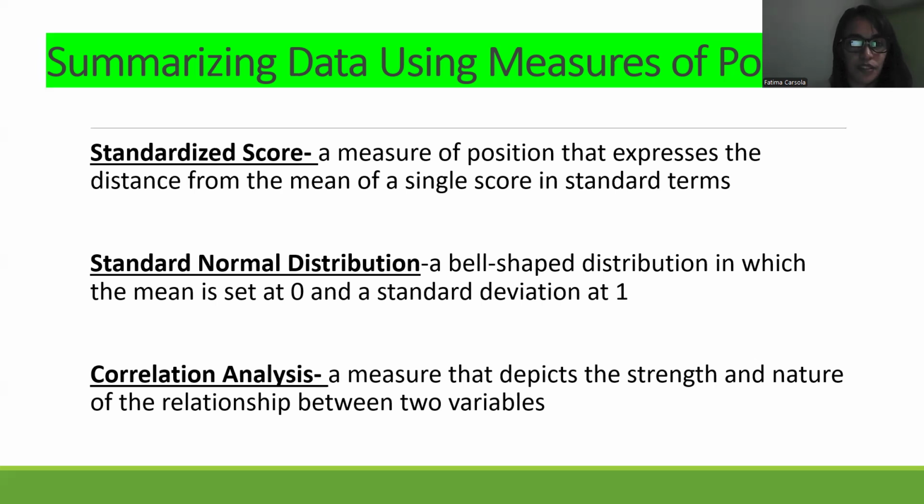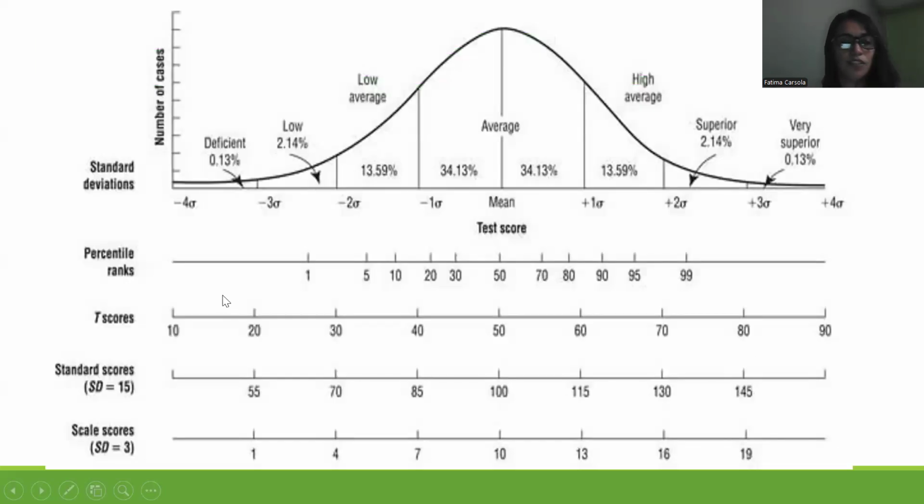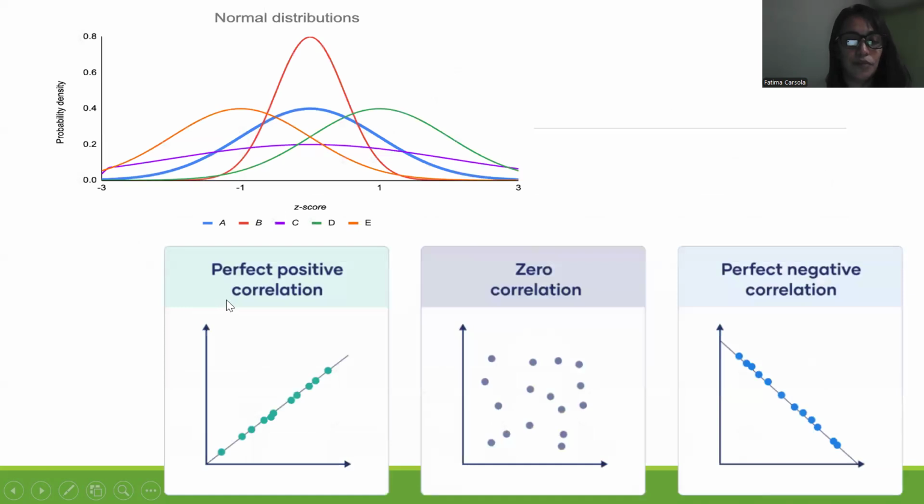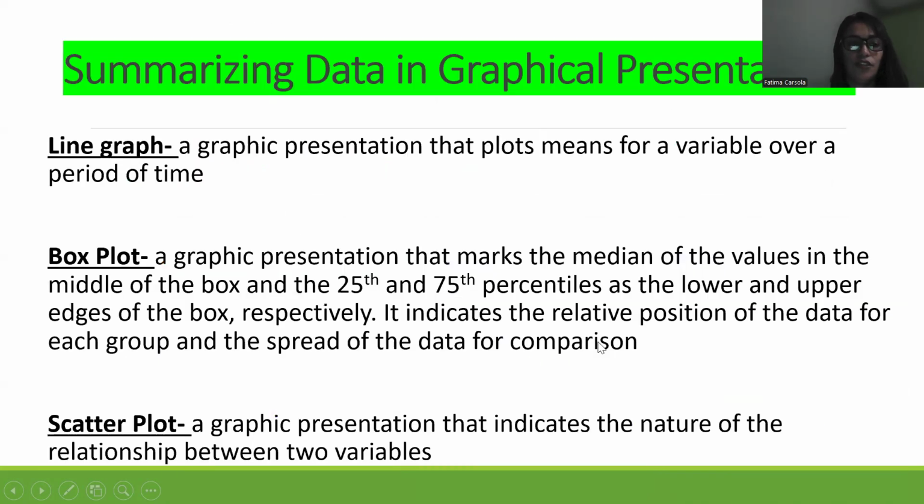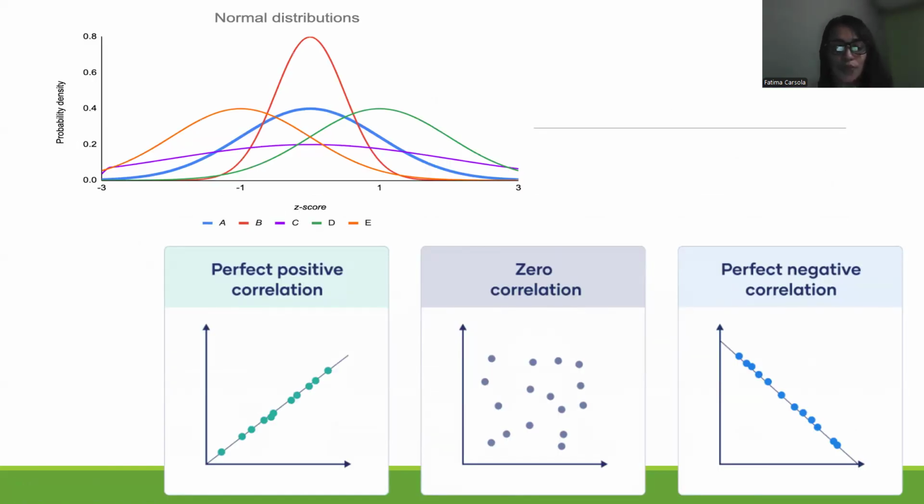Okay. Sorry for that one. Okay. So this could be an example of your standard deviations, percentile ranks, Z-scores, or standardized scores, or your scale scores. And this could be an example of your line graph, your box plot, and the scatter plot. So nauna yung example, guys. I'm so sorry for that one.